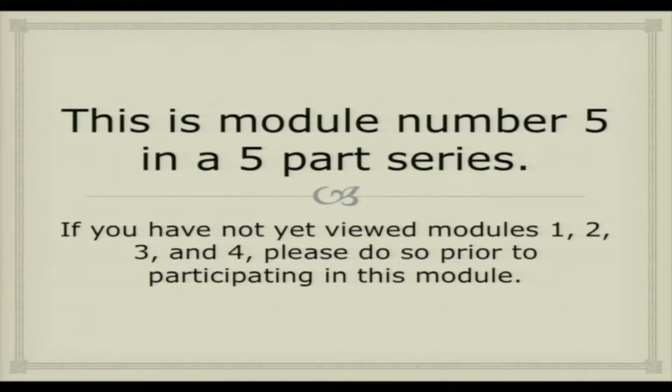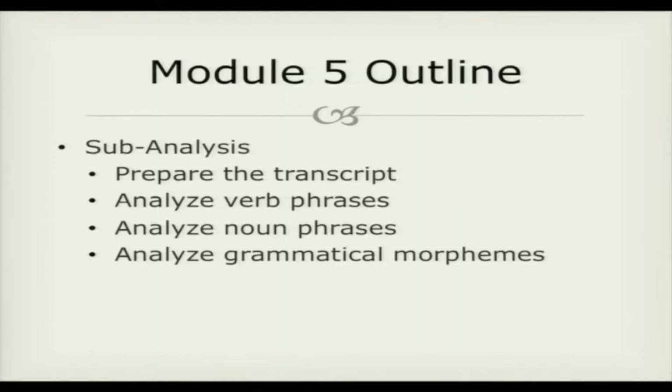This is module number 5 in a 5-part series. If you have not yet viewed modules 1, 2, 3, and 4, please do so prior to participating in this module. In this module, I will discuss how to do the subanalysis for SUGAR. That will include how to prepare the transcript, analyze verb phrases and noun phrases, as well as grammatical morphemes. How to locate verb phrases, noun phrases, and grammatical morphemes is contained in modules 3 and 4 presented by the Virginia Department of Education.